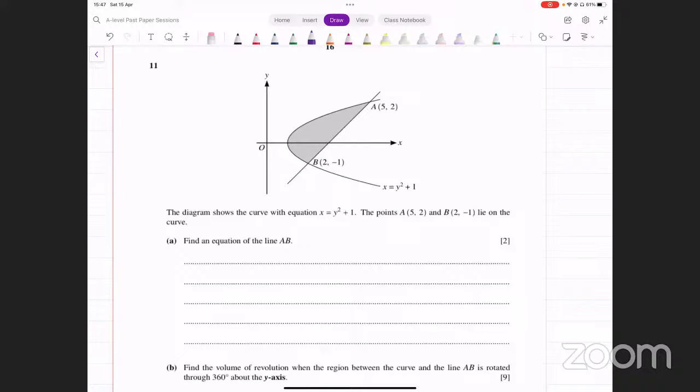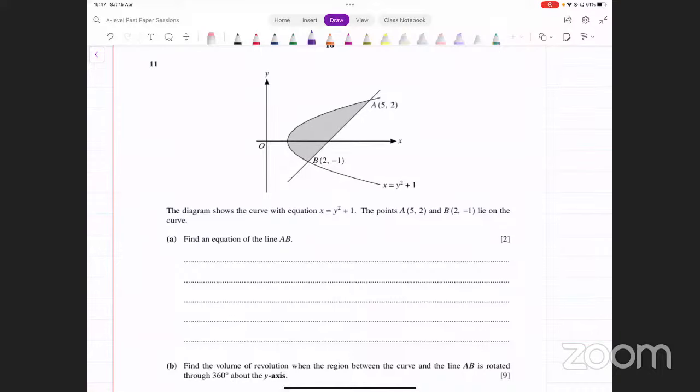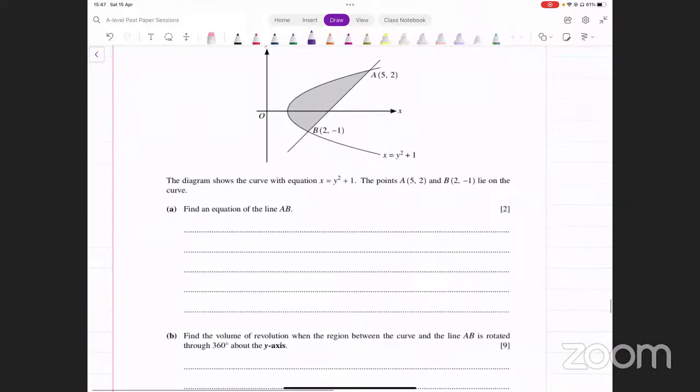Okay, A and B. So we have the 2 points given. इसमें तो कोई मसला नहीं है. So it's just simple coordinate geometry. Let's find this equation out. आपके पास 2 points हैं. सबसे पहले हम gradient निकाल लेते हैं. M equals y2 minus y1. That's 2 minus minus 1, which is 2 plus 1 divided by 5 minus 2, and that gives us 3 over 3, which is 1. Gradient of this line AB turns out to be 1.